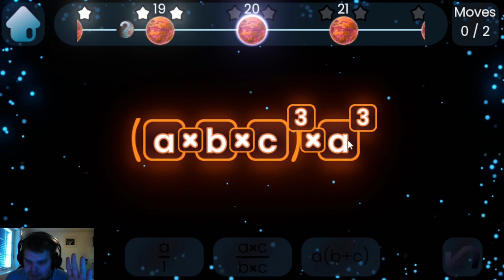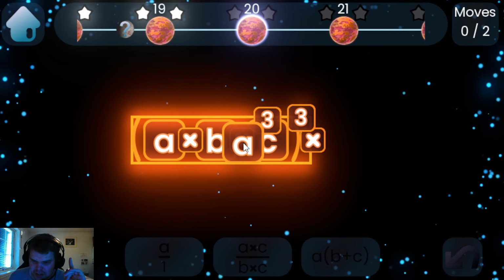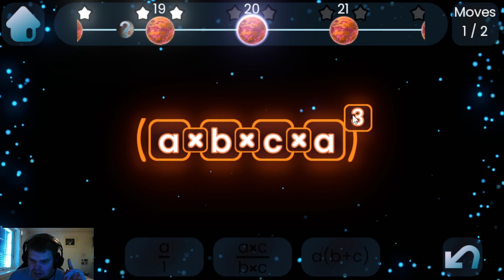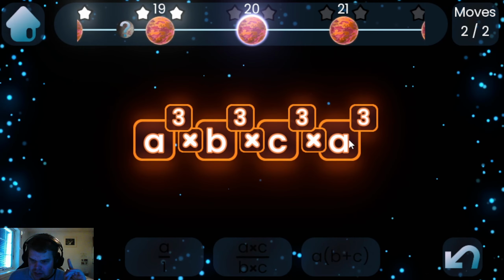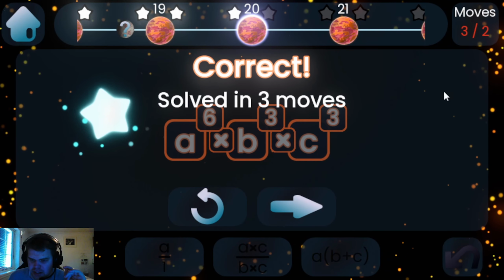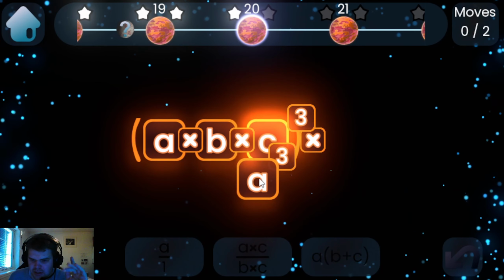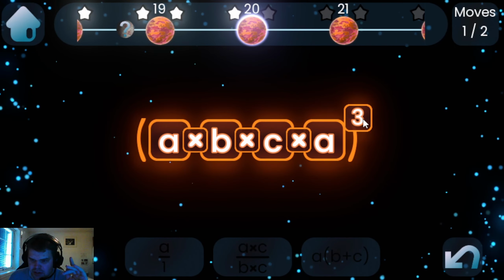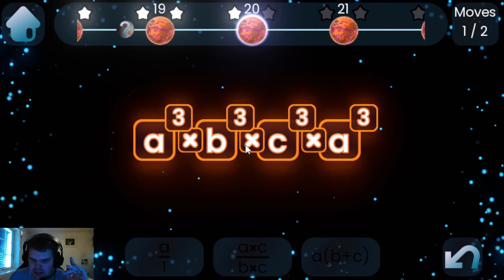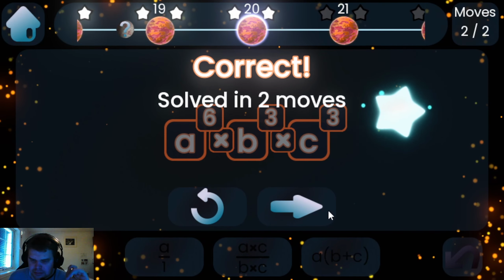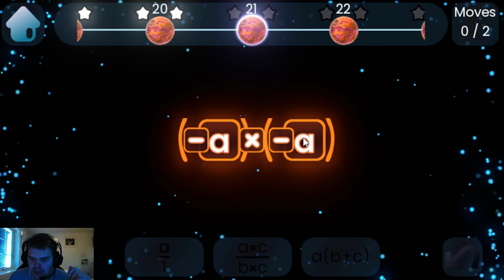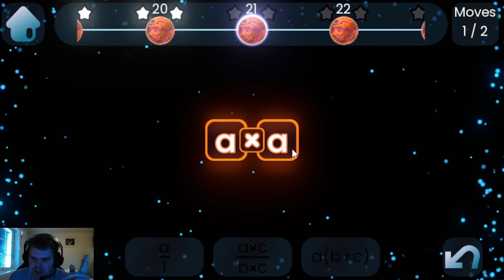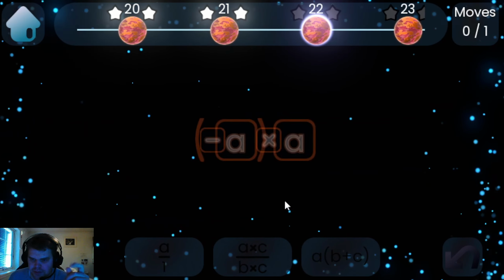There's 2 ways to solve this one. I really like this one where I can drag it in first, and then I get the 3 down, and then I put the a there. That will actually not get both of the stars. The way to get both of the stars is to drag this down first and then add this. There you go. This is just showing minus times minus is plus, and then a times a is a squared.